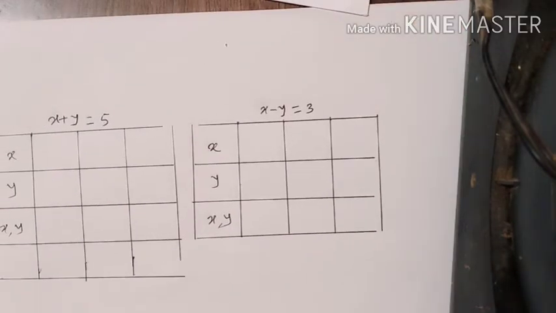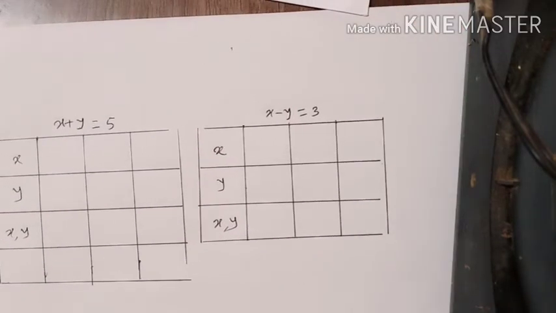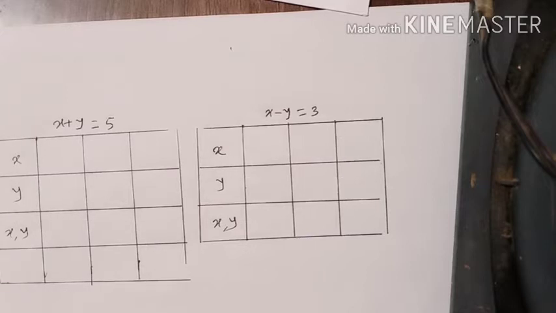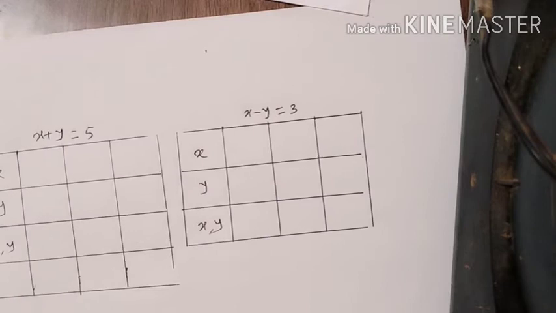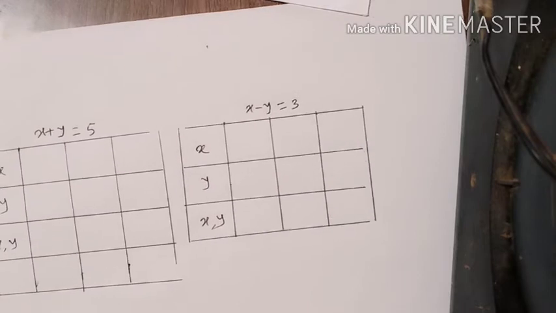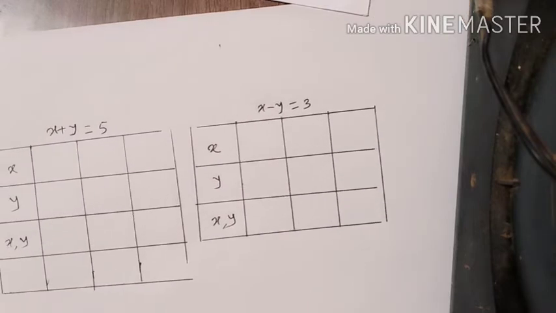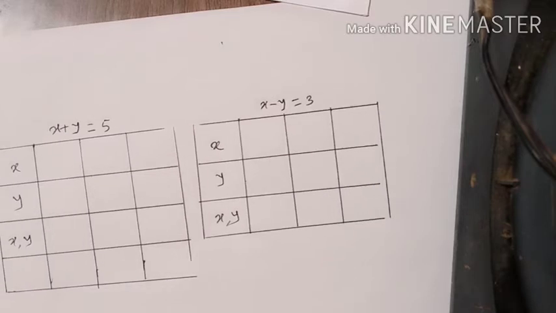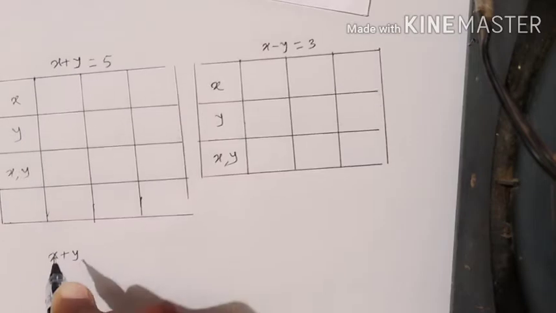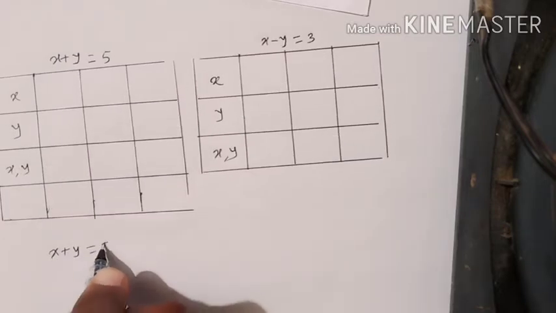Now, how to fill this box? Put the value of any one variable and calculate the second value of the variable. And the equation, how to calculate, I will show you. x plus y is equal to 5. It is the first equation.